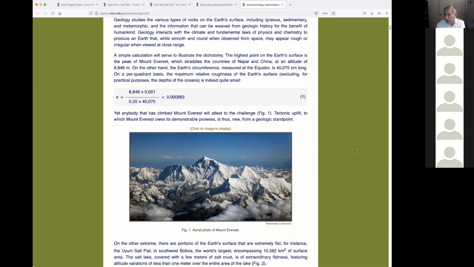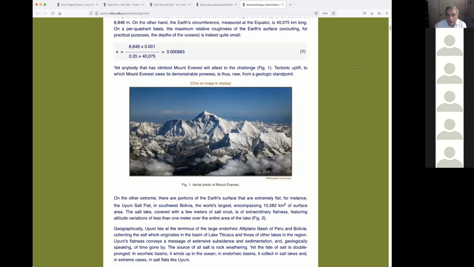If we see the Earth through the satellites and so forth, we can see that it is extremely smooth. The reason will be explained a little bit later. The elevations, like in the case of Everest at 8,000 meters, are very small compared to the diameter of the Earth. The circumference of the Earth is 40,000 kilometers, so each quadrant is 10,000 kilometers, which would be around 6,000 miles.